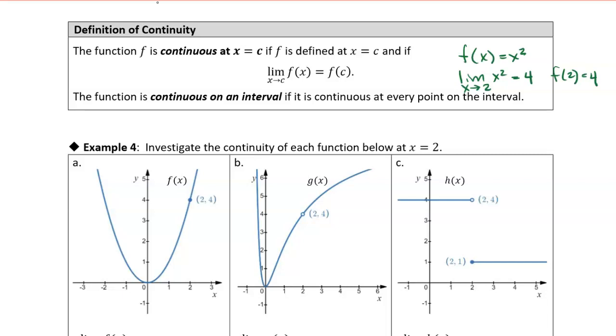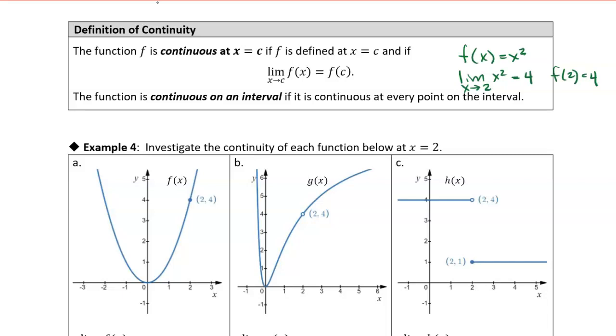Because if we approach it from either the left or the right, and get closer and closer to 2, the value of the function gets closer and closer to 4, and the actual value of the function is 4. All right, so we can say that the function is continuous at x equals 2. So that's the definition of continuity at a point.